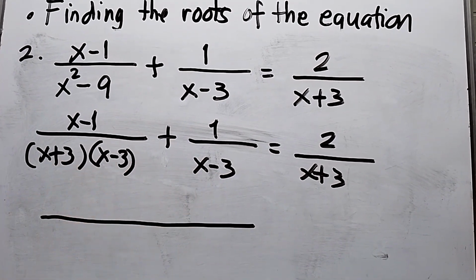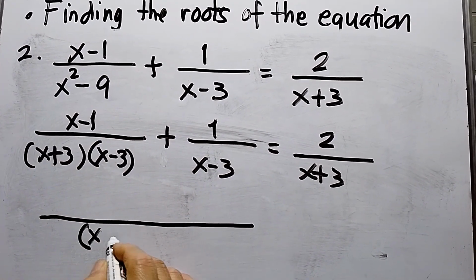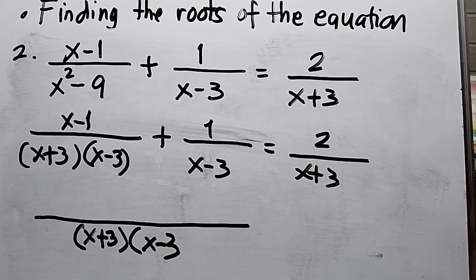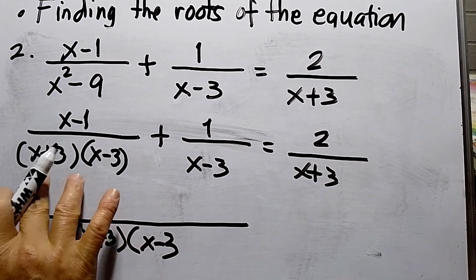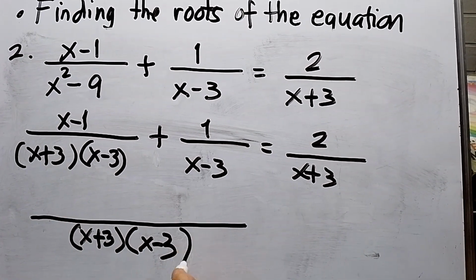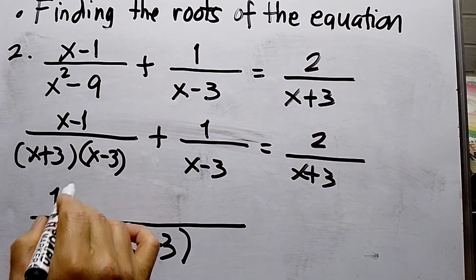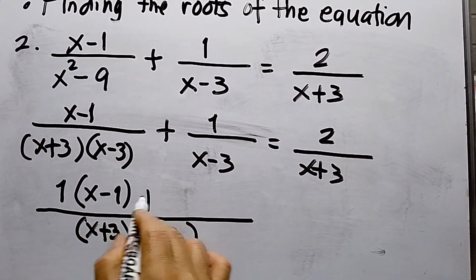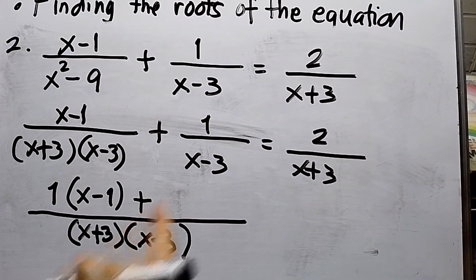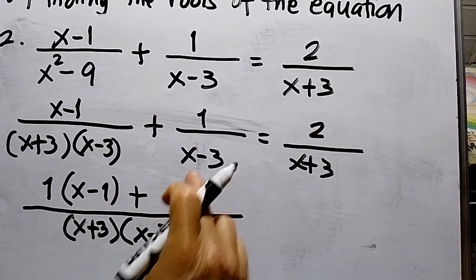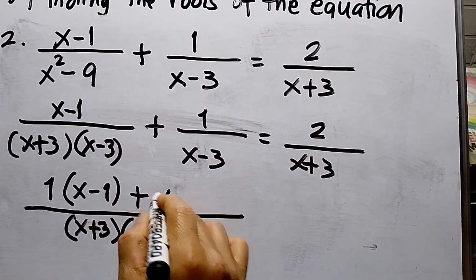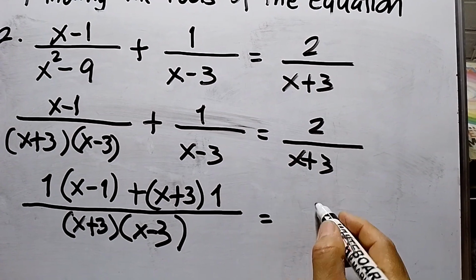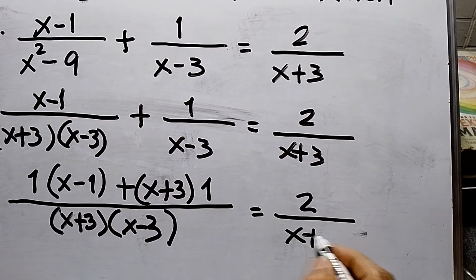between these denominators. So the LCD must be x plus 3 and then x minus 3. So the LCD, divide by the first denominator, this will be 1. Then times the numerator, which is x minus 1. Then plus the LCD divided by the second denominator. So this will be crossed out. So I have here x plus 3 times 1, and this will be equal to 2 over x plus 3.